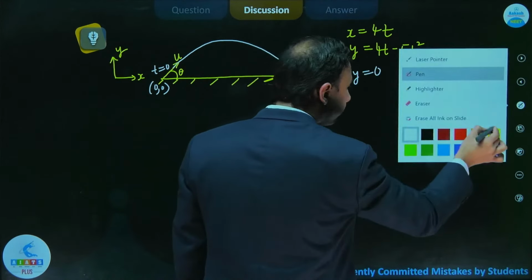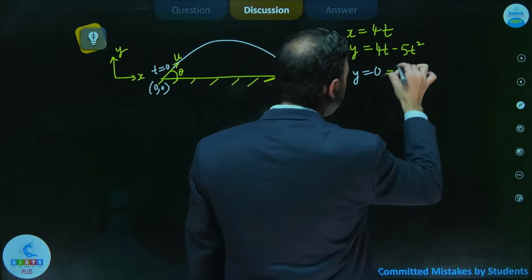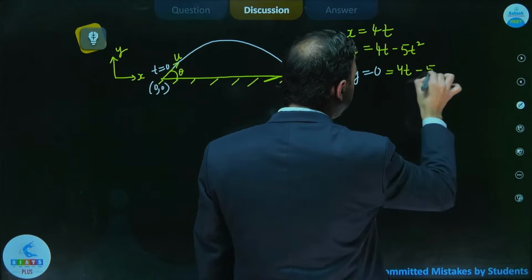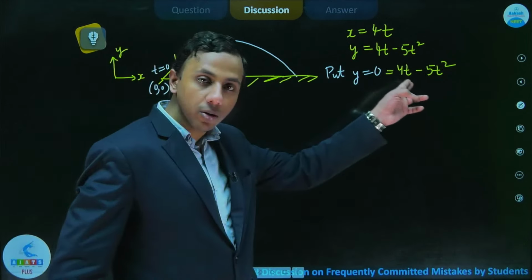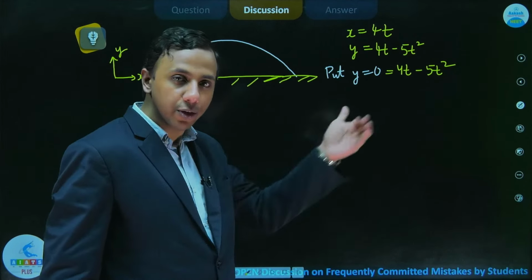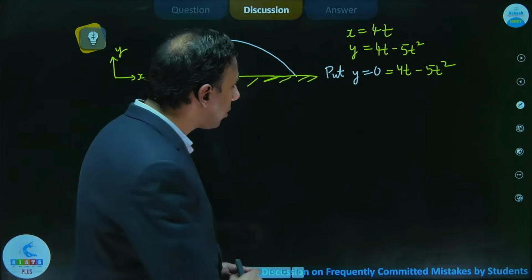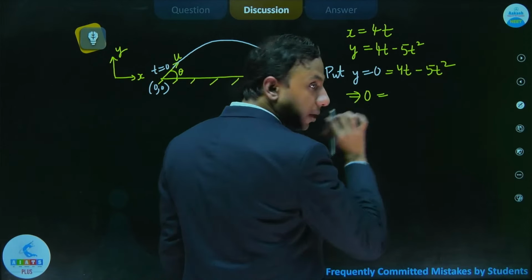What do you get? You will get 4t minus 5t square equal to 0. Take t common. After taking common, take it to the LHS, it will cancel out, right? 0 by t will become 0 only. So now what is left? 0 is equal to... take t and disappear it.